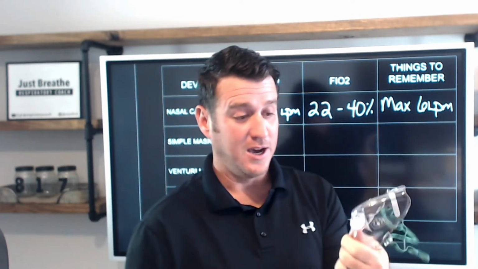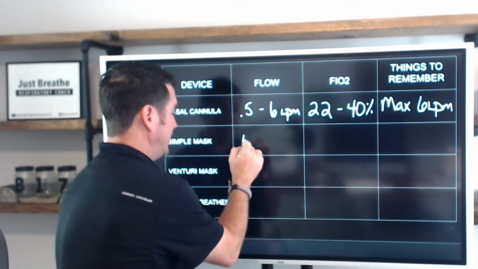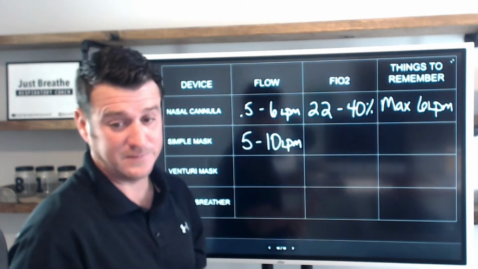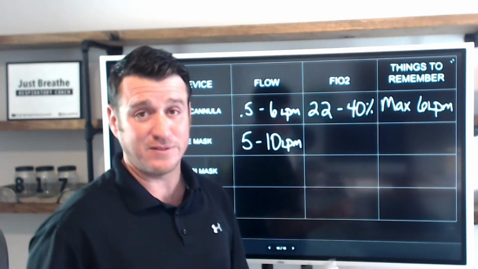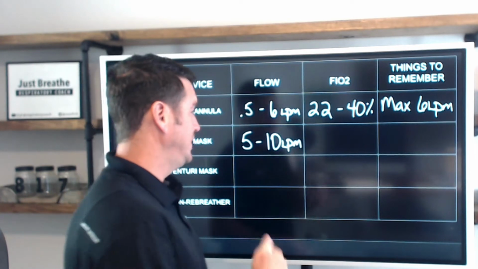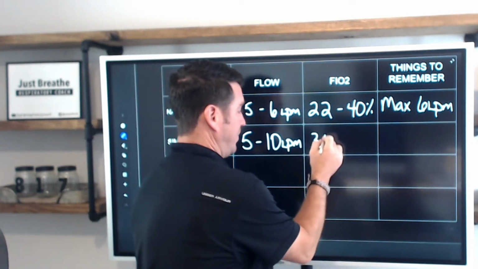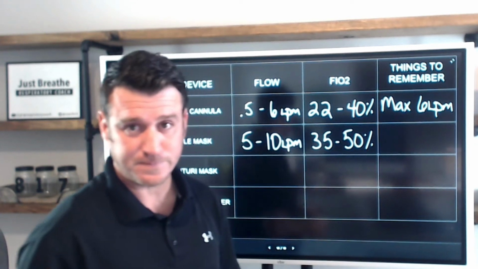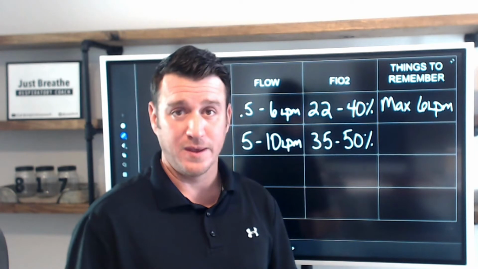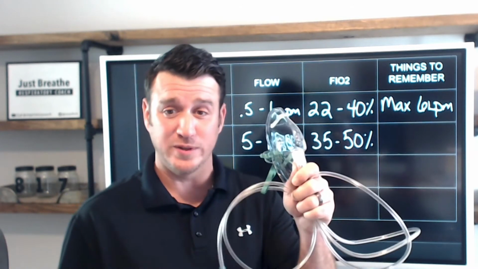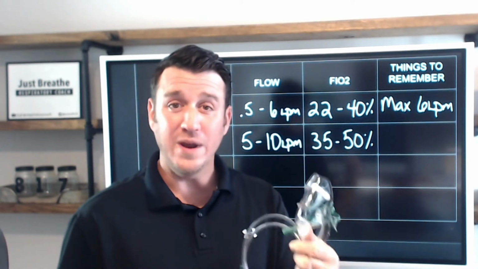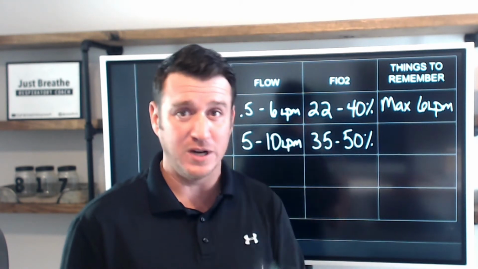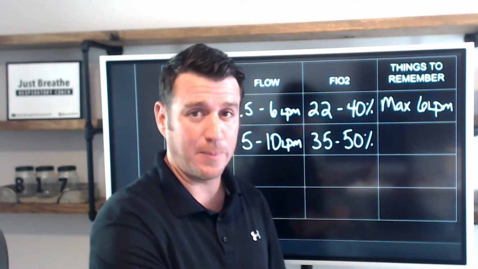Now, this device operates off of flows between 5 to 10 liters per minute. When we set this device up on 5 to 10 liters per minute, we're going to be delivering somewhere in the ballpark of 35 to 50% oxygen. This is important because with the nasal cannula, as well as with the simple mask, we know what range we can deliver, but we do not know exactly how much oxygen we are delivering to our patients.